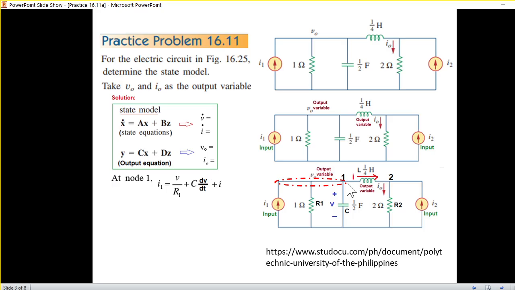Now we'll take the first node, node 1, and write the KCL equation. I1 is the current entering, and then you can see this current leaving, this current leaving, and this current leaving. So instead of writing in terms of I1, I2, I3, let's straight away convert the currents into voltages. This current is this voltage divided by R1, because these two are in parallel. So this is the current through the R1 resistor.